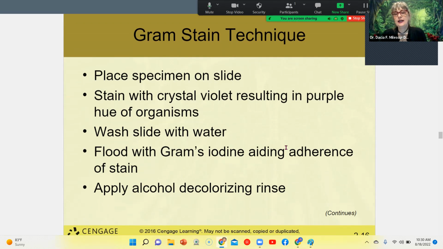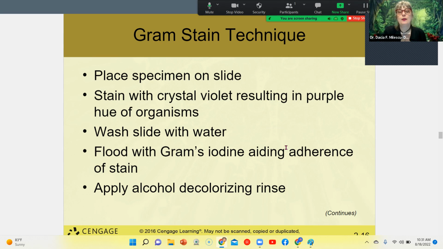The gram stain technique we'll go over later on, but suffice to say, you need to read the chapter in detail. It involves using a stain called crystal violet, which will stain the bacteria purple. You wash the slide with water, and then you stain again with Gram's iodine to assure the adherence of the bacteria to that slide. Then you apply alcohol to decolorize the rinse, so that the only thing that remains stained is the bacteria and not the entire slide.